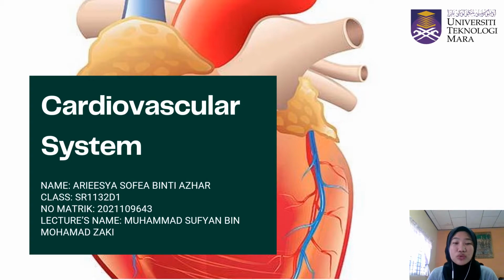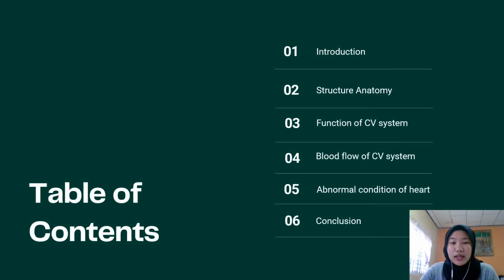So today I want to present to you about the cardiovascular system. Table of contents: we have introduction, structure, anatomy, function of the cardiovascular system, blood flow of the cardiovascular system, abnormal condition of the heart, and conclusion.